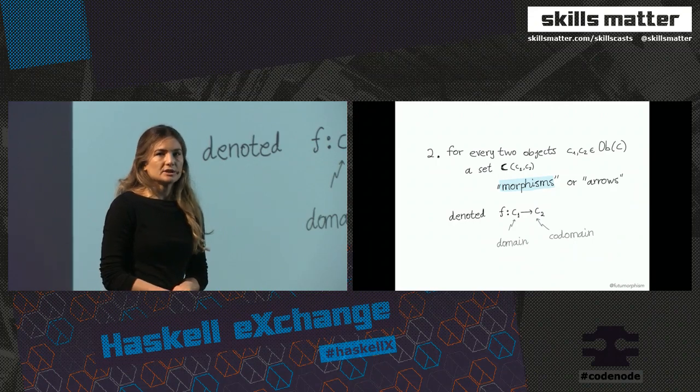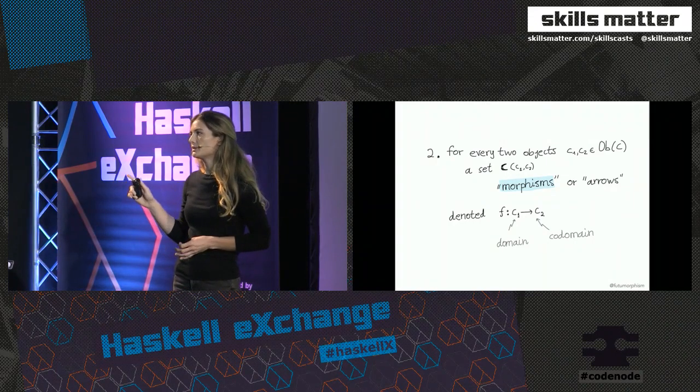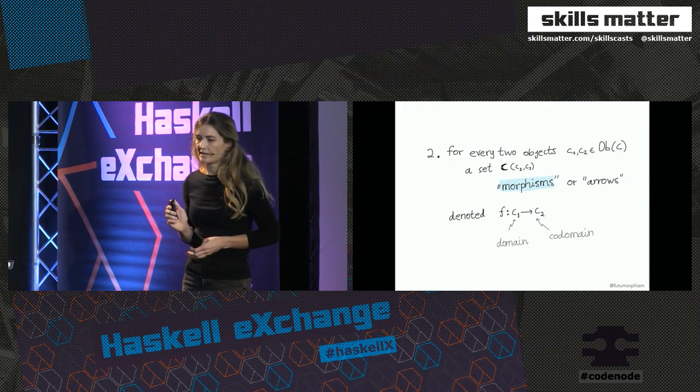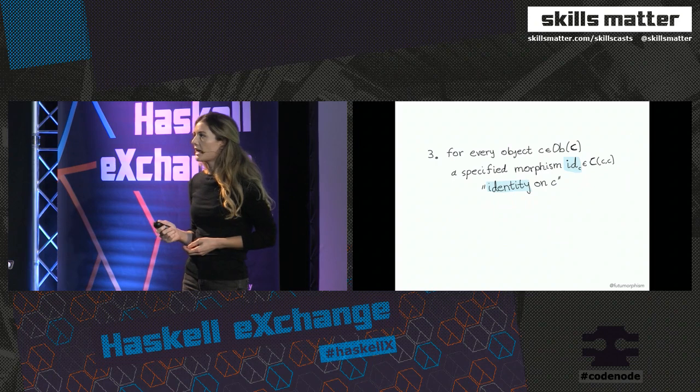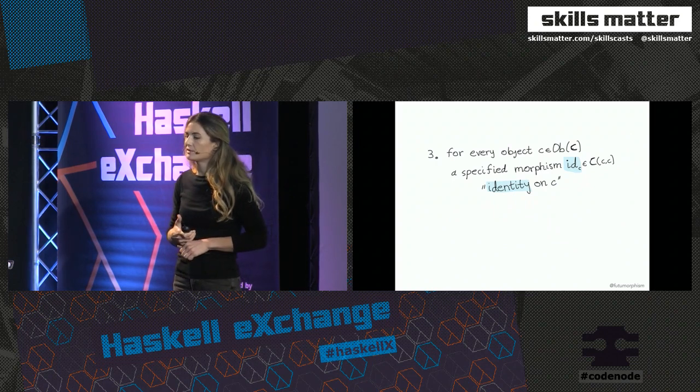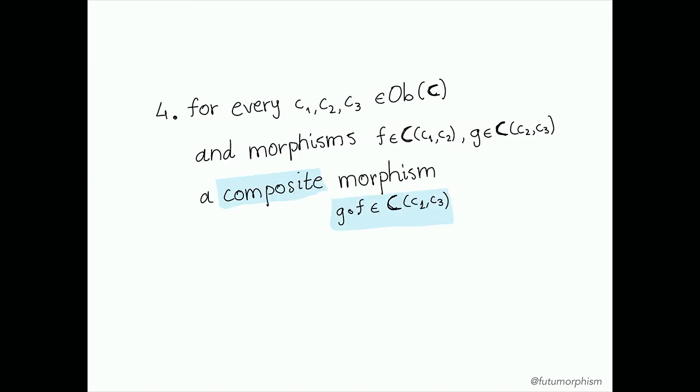And in terms of notation, we can say f goes from C1 to C2. C1 is called the domain of the morphism, and C2 is called the codomain. The third piece of data is that for every object C, there is an identity morphism from C to C, called the identity on C. And the fourth piece of data is that if we have any two composable morphisms, there must exist the composite morphism in the category.